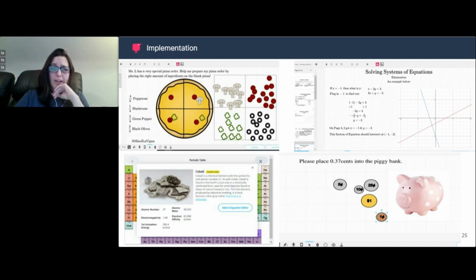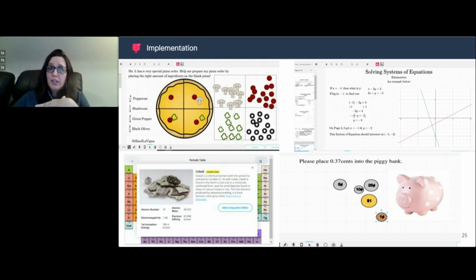So we can work on fractions with this pizza. So let's put pepperoni on 4/4 of the pizza. Let's put mushrooms on 1/4. Let's put green pepper on 2/4. And let's put black olives on 3/4 of the pizza. So then they can work on fractions just in a fun, more engaging way than just making blocks or using squares or shapes or anything like that. So it's just kind of a fun way to do it.